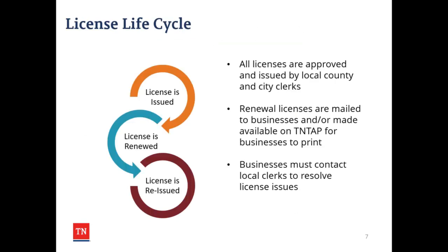So as we look at the license life cycle here, let's remember that all licenses are approved and issued by local county and city clerks. Renewed licenses are mailed to businesses or they're made available on the TNTAP system for businesses to print out. And businesses must contact local clerks to resolve license issues. This is because by law, local clerks are the only people that can issue licenses in the state of Tennessee. The Department of Revenue cannot issue a business license.